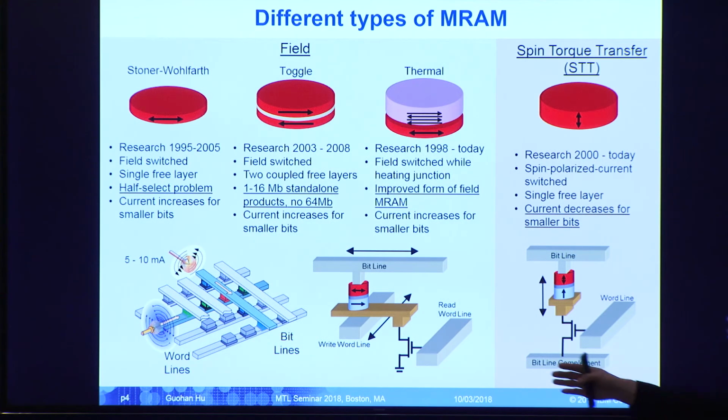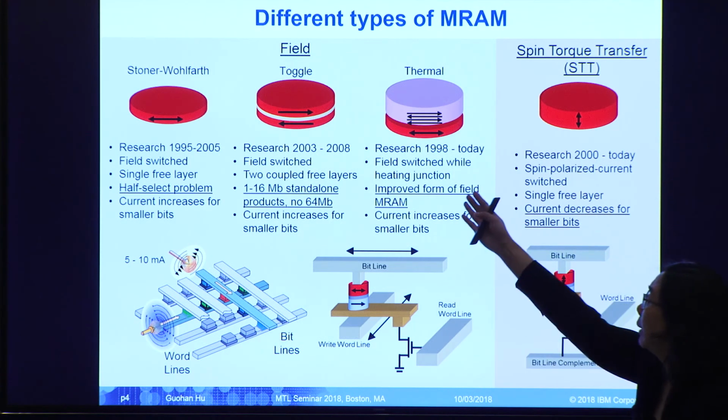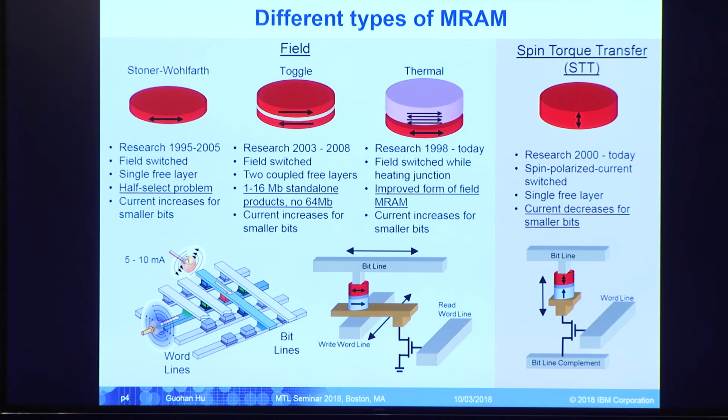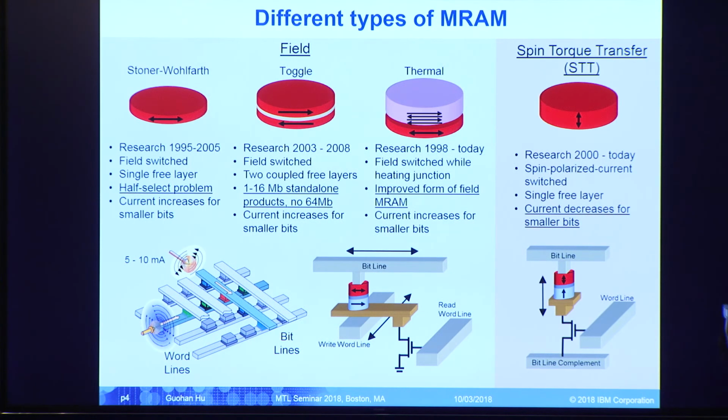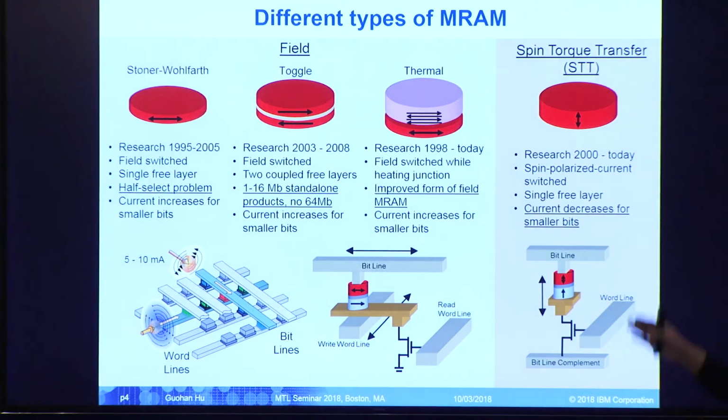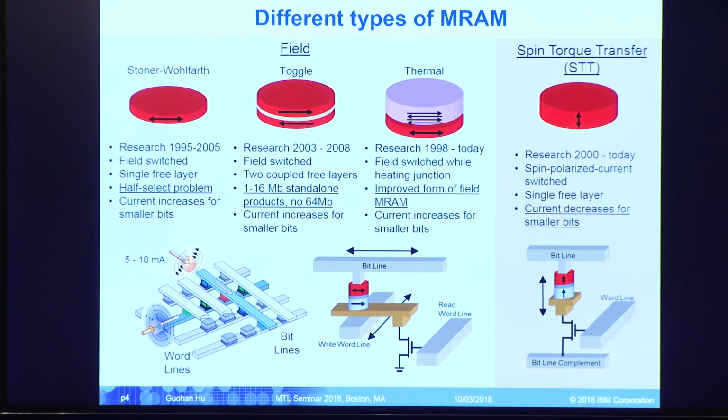So that's why the research, I think, ended really a couple of years ago, about 5, 10 years ago. They're still making this field MRAM product because it has its own advantages, but we don't really see a path to scale down. So from early 2000 to today, what people have been focusing on is the so-called spin torque transfer MRAM, where you use the current to write your bit, which I will touch upon in the following slides. If you look at the structure, it's very simple.